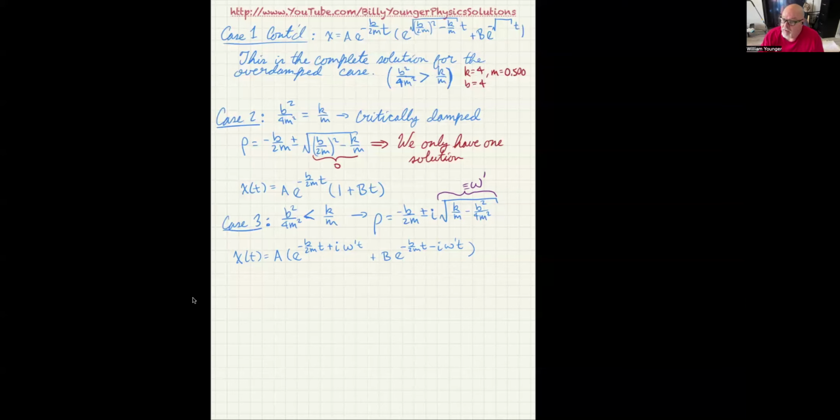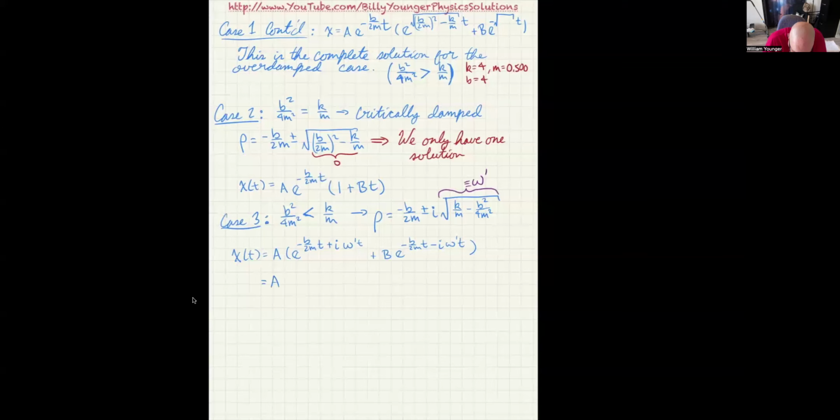But remember that when you raise a base to a power that has a sum in it, you can get that same quantity by separating the sum and making it two bases multiplied by each other. So in other words, I can split this e to the negative b over 2m t from the e to the i omega prime t as follows. I'm going to choose to do it as a e to the negative b over 2m t times, now I'm going to say, e to the i omega prime t plus b e to the negative i omega prime t. And that is the actual solution.